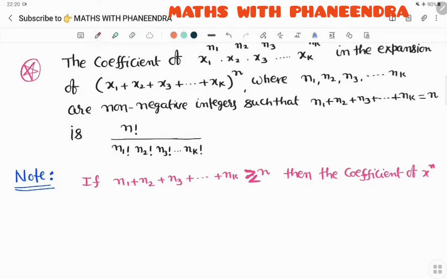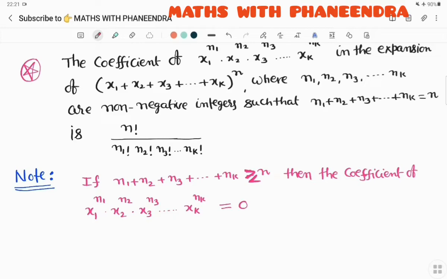not only x power n, but the coefficient of the complete term, the coefficient of x1 power n1 into x2 power n2 into x3 power n3 and so on xk power nk is equal to 0. Observe carefully. If n1 plus n2 plus n3 plus and so on nk is greater than n or less than n, the coefficient of that value is going to be 0.